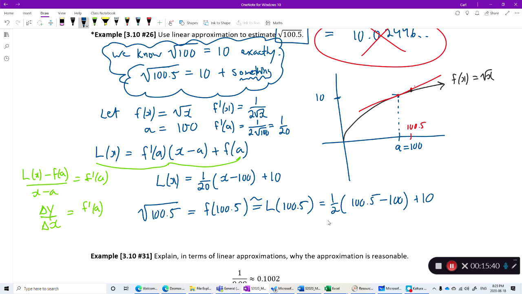Okay, which is what? Mosquitoes here on Quadra. So it's the slope, which is a half, times the change in x, which is 0.5. So that gives me the run, 0.25 plus 10. So it's 10.25. That is my linear approximation.